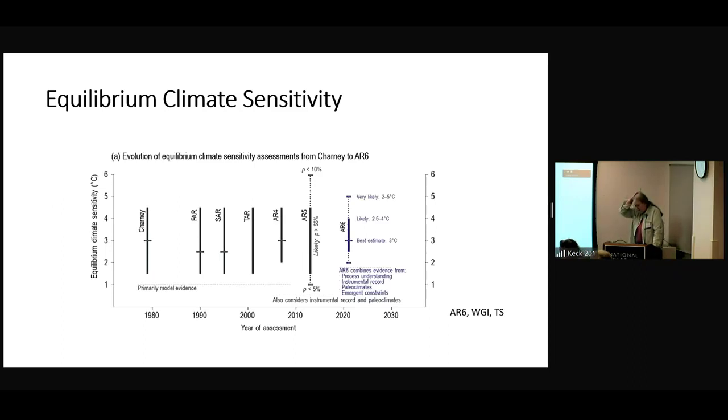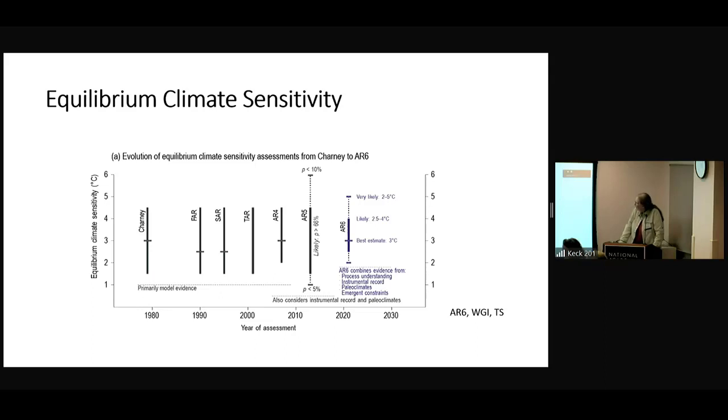Here's one of the parameters that have been looked at throughout the history of the IPCC, which is the equilibrium climate sensitivity. And two things I want to point out. Through each of the different IPCC reports, there have been changes. Not all of them have, for example, included a central tendency.